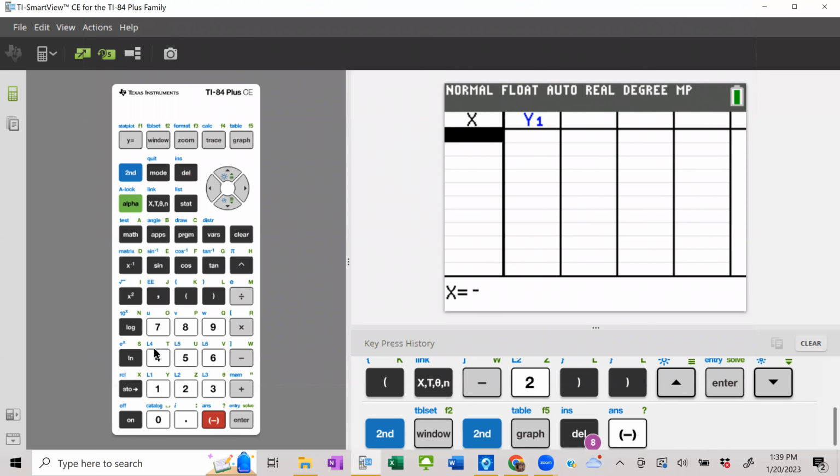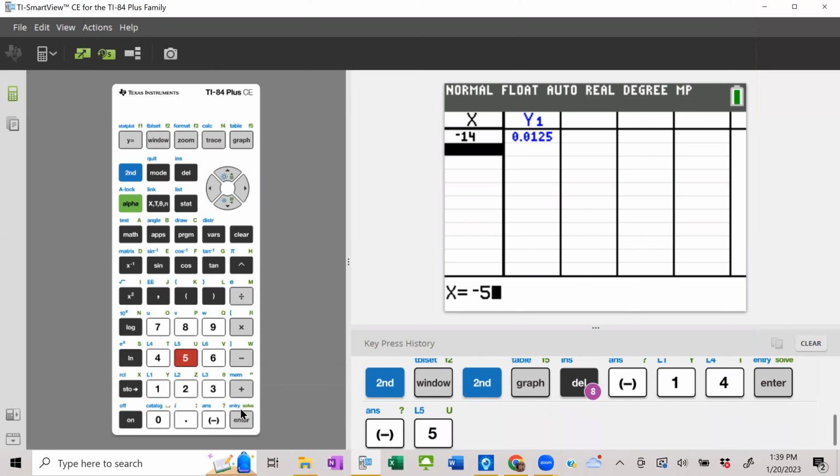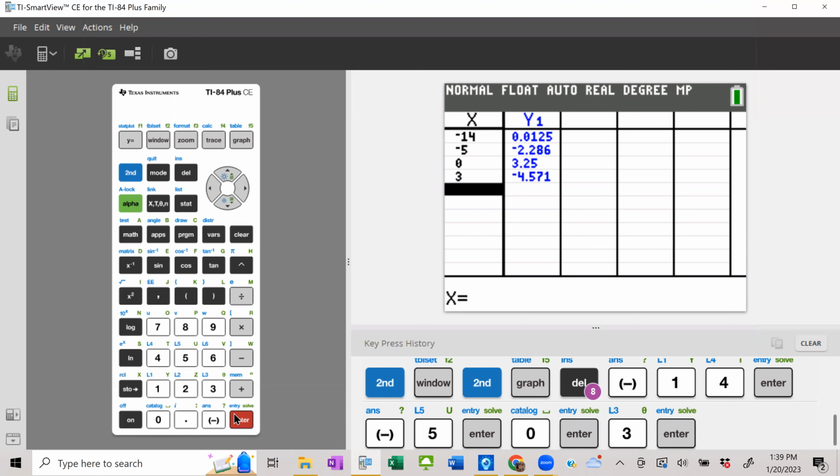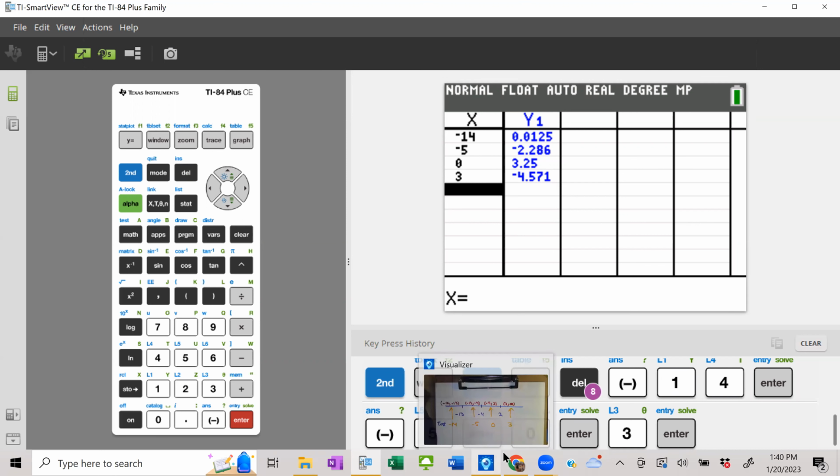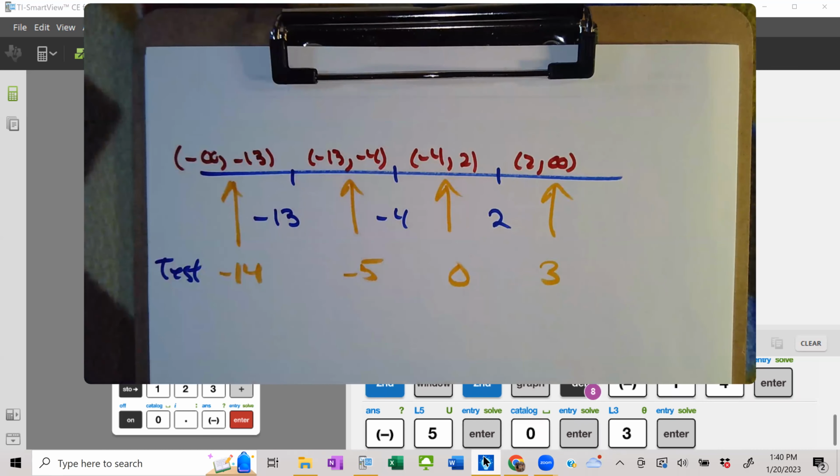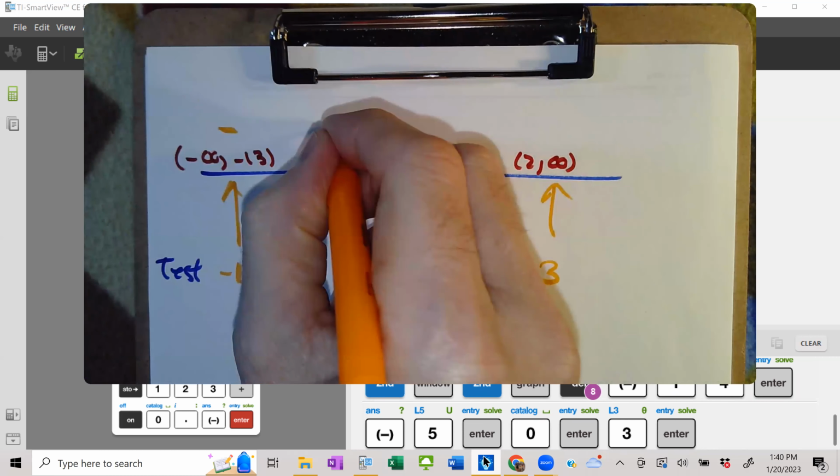Start with negative 14, negative 5, 0, and 3. Now, the information we want here is not that I got, for instance, 1/80th over here, but rather that it's positive. And in the next interval, the function's negative. After that, the expression's positive, and then negative again. So negative, positive, negative, positive. Let's write that down. It was negative, positive, negative, positive.